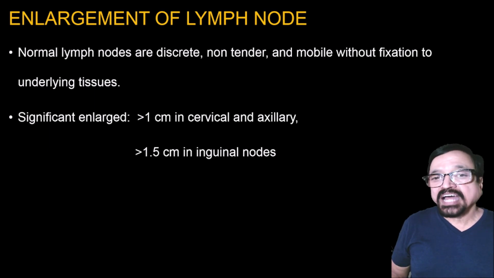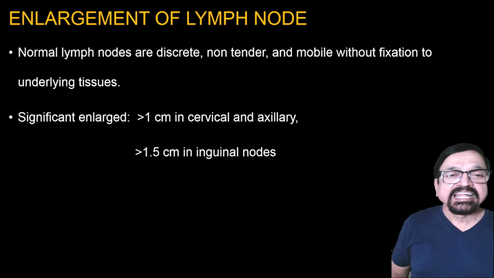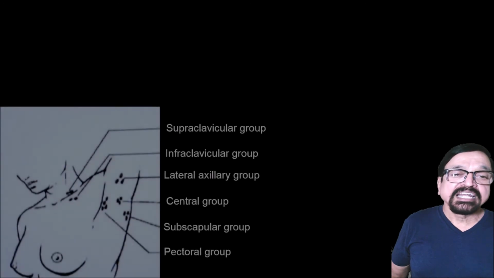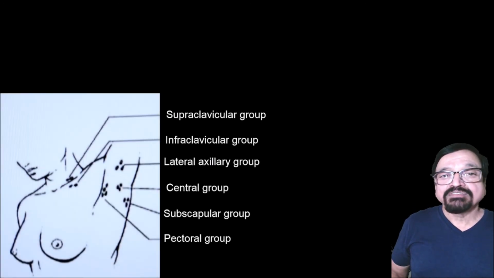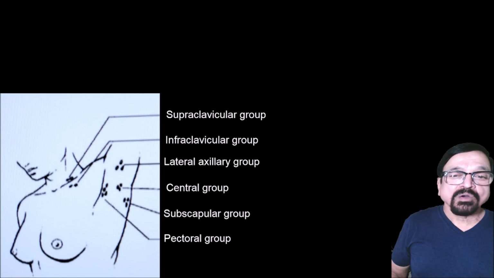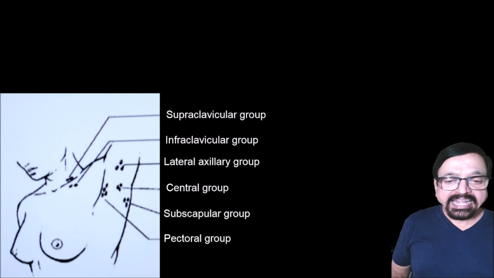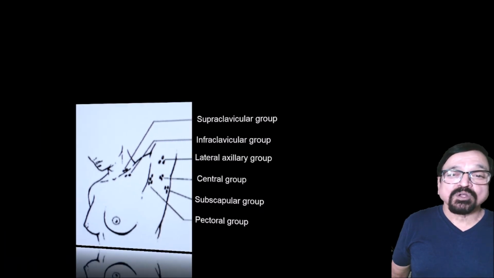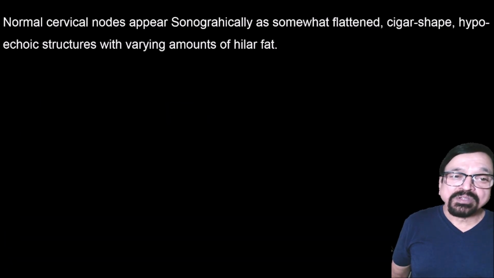Now normal lymph nodes are discrete, non-tender and mobile without fixation to the underlying skin. Significant enlargement is more than 1 cm in cervical and axillary and 1.5 cm in inguinal. Here again I am telling you we are considering all the lymph nodes because the criteria of enlargement differs from group to group. Here we are seeing supraclavicular, infraclavicular, lateral axillary group, central group, subscapular group and pectoral group, because these lymph nodes are common not only to breast but also for the other tissues. So that's why we should know about all the differentiation.